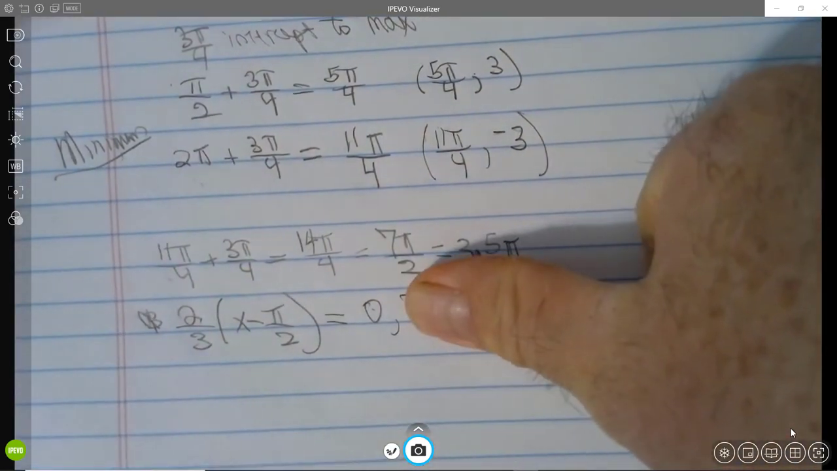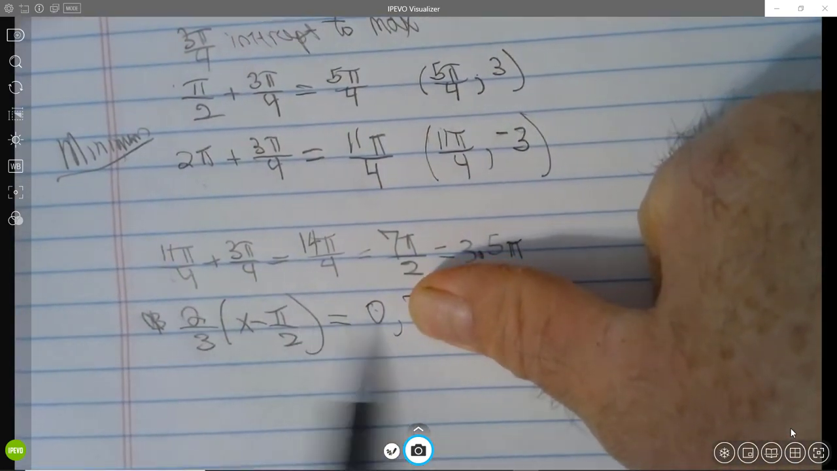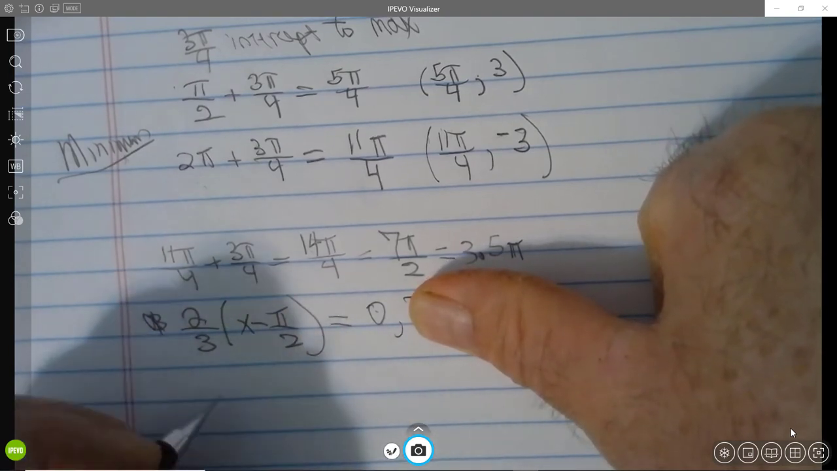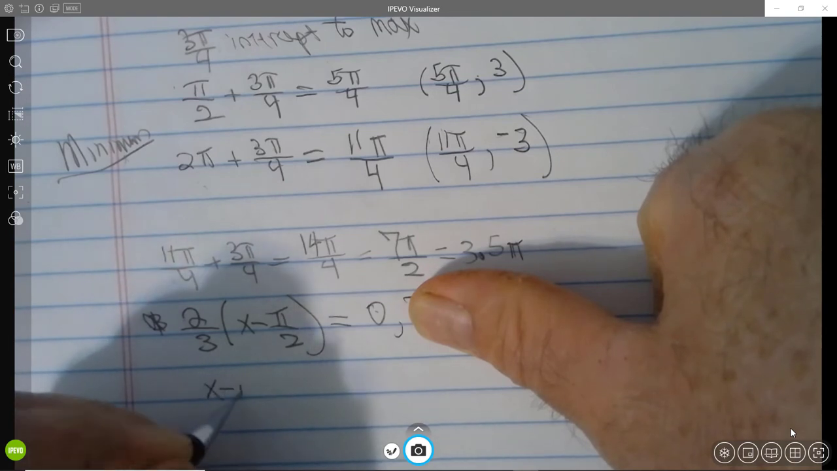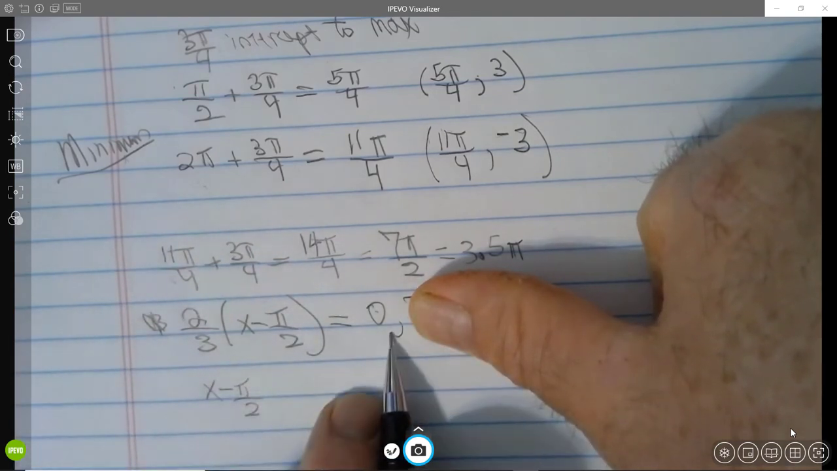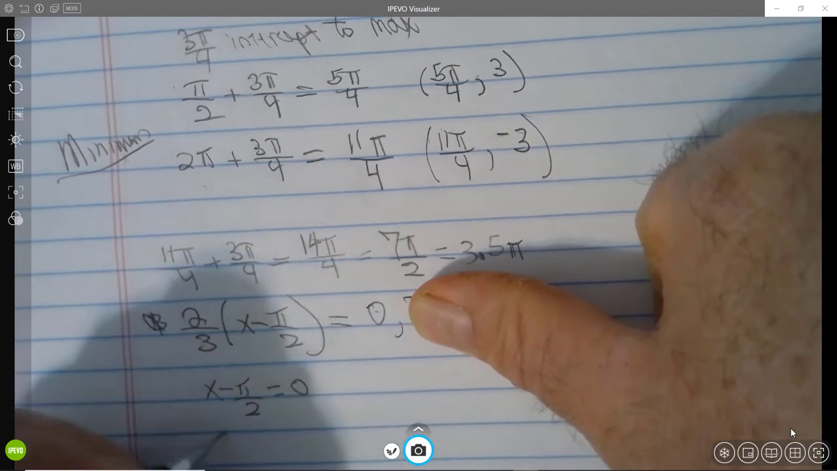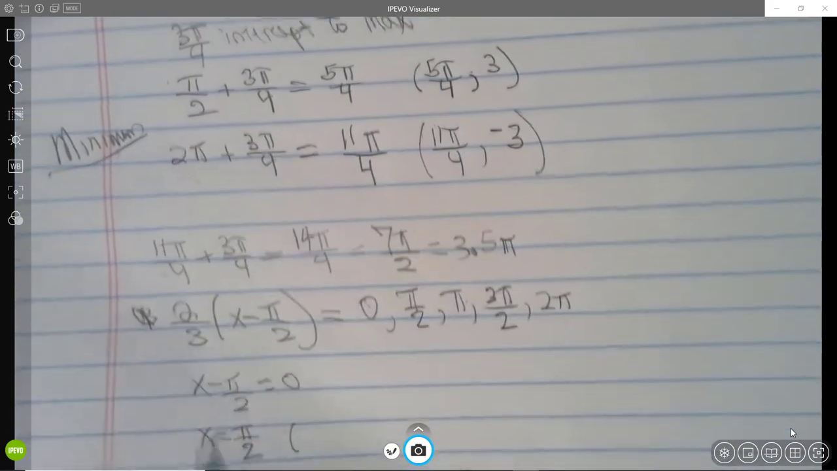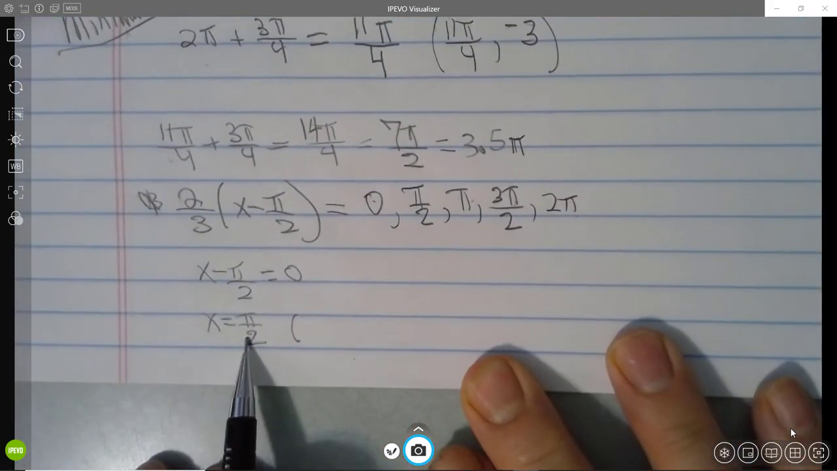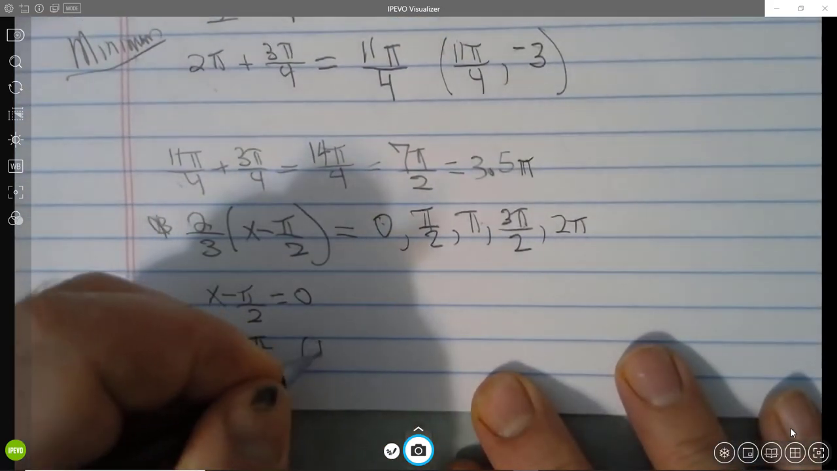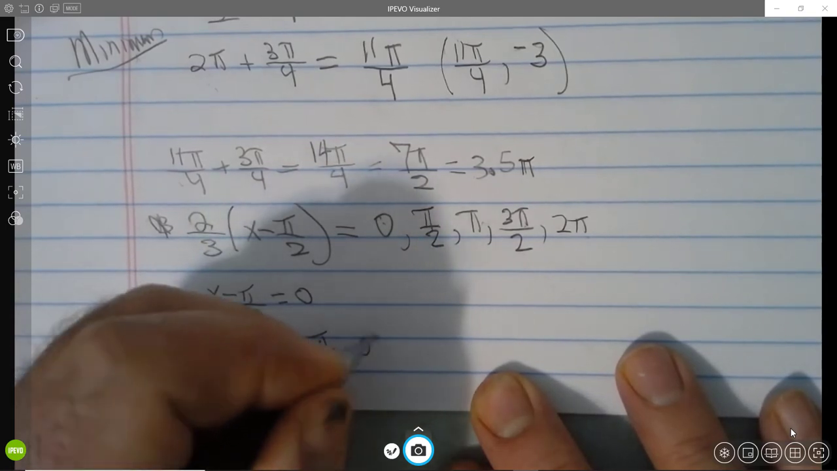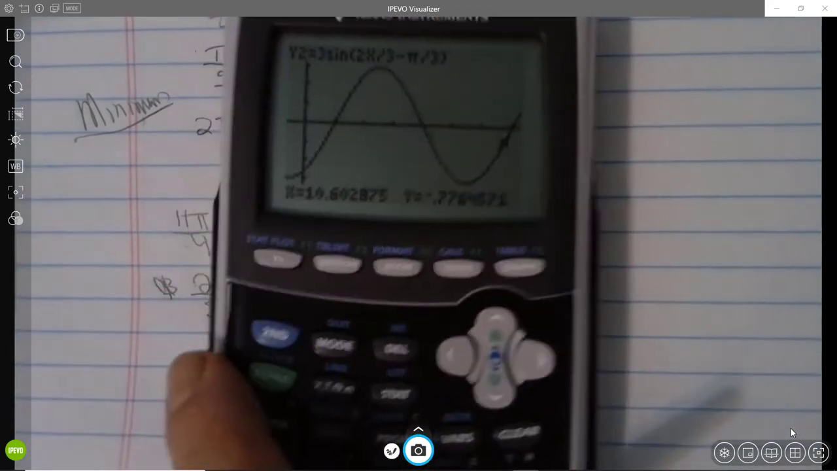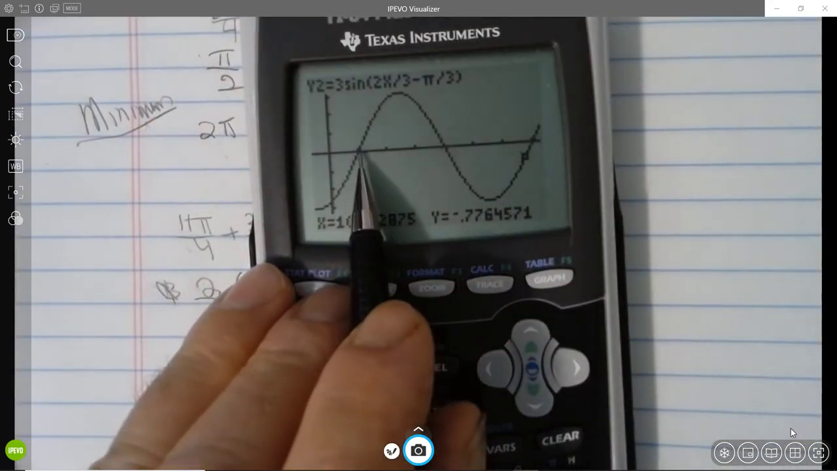So I'm solving this equation right here. 2/3 times x minus pi over 2. Multiply both sides by 3/2, and it cancels out the 2/3 here. And of course, 3/2 times 0 is still 0. So x equals pi over 2, and therefore the x-coordinate of that first intercept, and an x-intercept always has height 0. So pi over 2, 0 is where I ought to be seeing that first intercept. And sure enough, it's right there, pi over 2, 0.